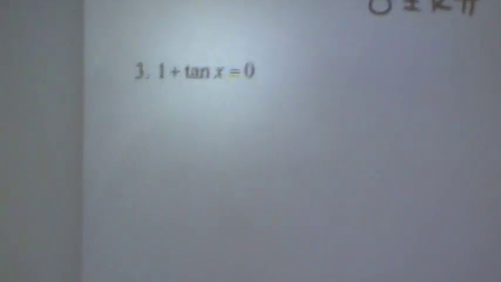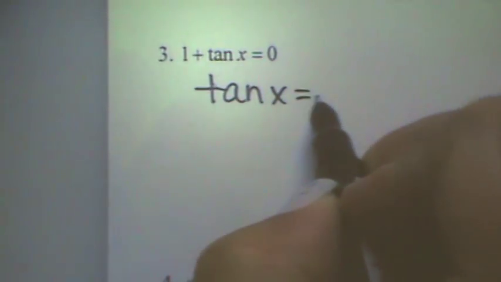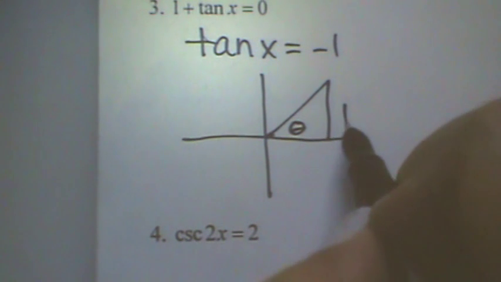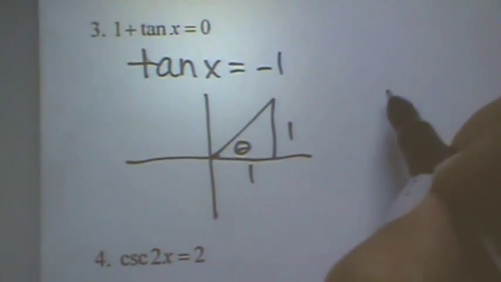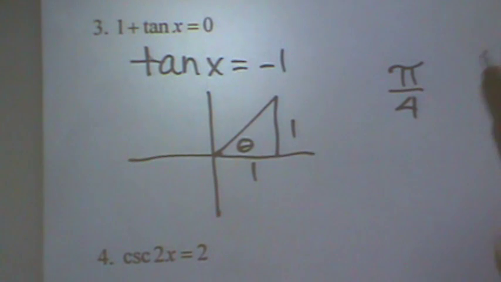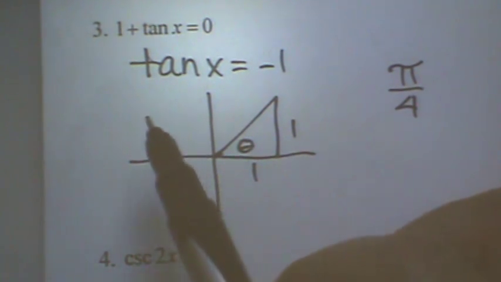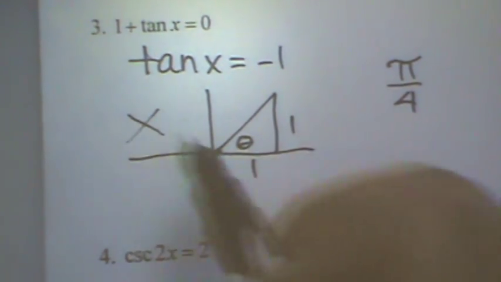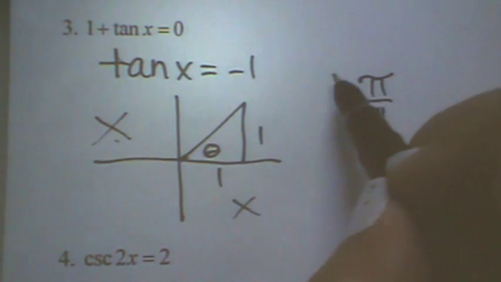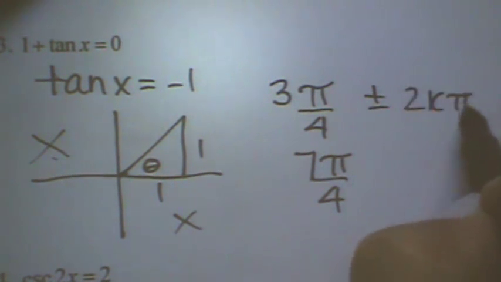Okay, number 3. How can I get tangent x by itself? By subtracting 1. Right? So, ignore your negative, draw in quadrant 1, opposite, adjacent. What angle am I? It's a 45, 45 pi over 4. But it's a tangent negative. What 2 quadrants is tangent negative? It's quadrant 2 and 4. You're here and here, negative. So what are those angles that are named with a 4? 3 pi over 4 and 7 pi over 4. Plus or minus 2k pi, right?